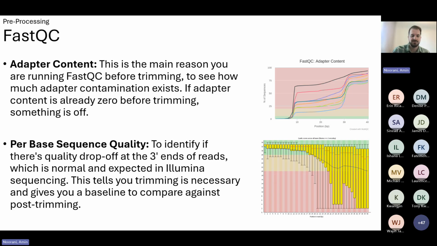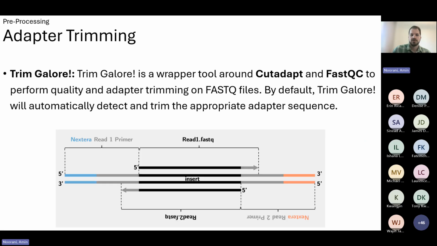This doesn't mean that once you see this stuff, it's failed, except for the 0 adapter content. It's just that you need to perform trimming after checking the FastQC results. Trim Galore is a wrapper around Cutadapt. Cutadapt is another tool, maybe you've heard of it before. Similar to FastQC, they're from the same team. So Trim Galore has both of the tools together.